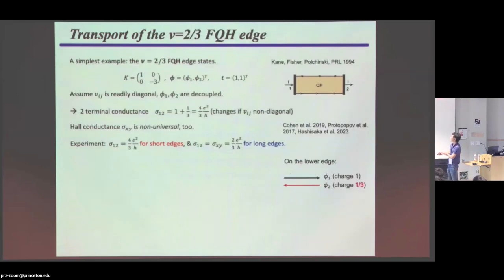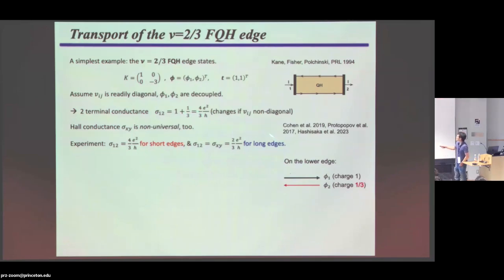Applying that to the 2/3 example, the simplest story is assuming that these two modes, phi 1 and phi 2, are already decoupled, with a decoupled velocity matrix. Then the first mode has K matrix coefficient 1, the second has -3. If you calculate sigma 1,2, although these two modes are counterpropagating on one edge, when you look at a two-terminal conductance, it's just like a nanowire, and you don't need to distinguish between upper or lower edge. So the contributions of these two modes add up. Basically, how many channels you have determines how much conductance you have in the nanowire. So by this naive argument, you get sigma 1,2 which is 1 plus 1/3, which is 4/3 times e squared over h.